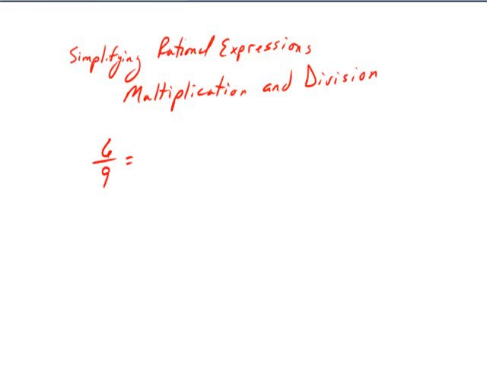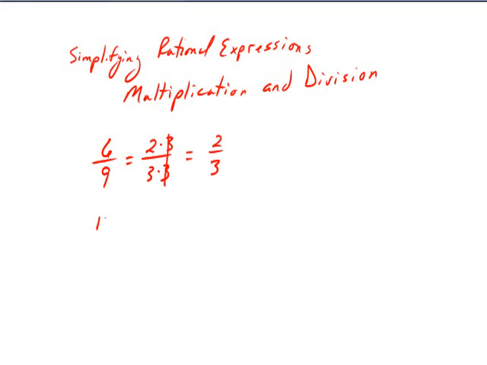If my fraction is 6 over 9, I can divide top and bottom of this fraction by 3 to reduce it, or I could factor 6 and factor 9 into prime factors and cancel the same factor from the top as the bottom.